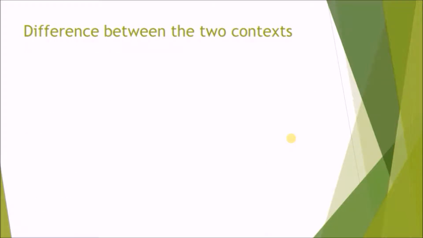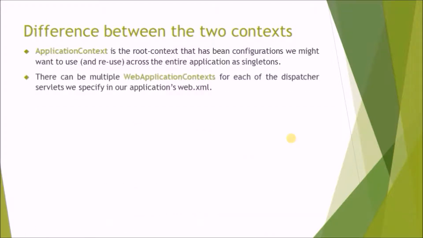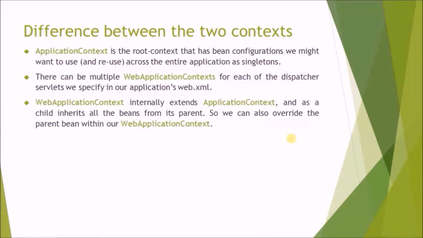Difference between the two contexts. The application context is the root context that has configurations we might want to use and reuse across the entire application as singletons. There can be multiple web application contexts, one for each of the dispatcher servlets we specify in our application's web.xml. The web application context internally extends the application context, and as a child inherits all the beans from its parent, so we can also override a parent bean within our web application context.